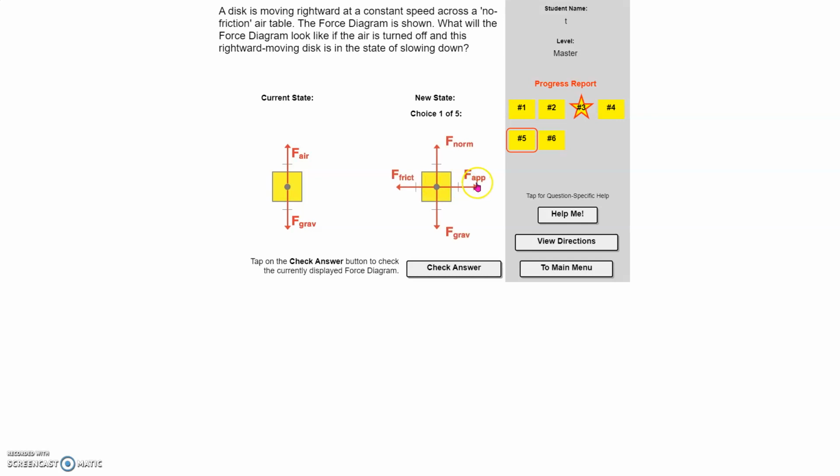So let's see. No applied force. Still the same thing. Normal's not gone. I've got normal, gravity, and force of friction, just what I'm anticipating. A net force to the left, so I'm slowing down. A normal force instead of force of air, because now it's touching the table itself. Let's check.